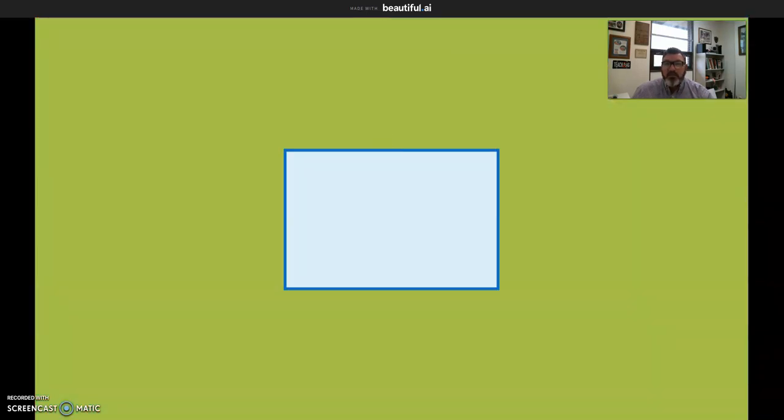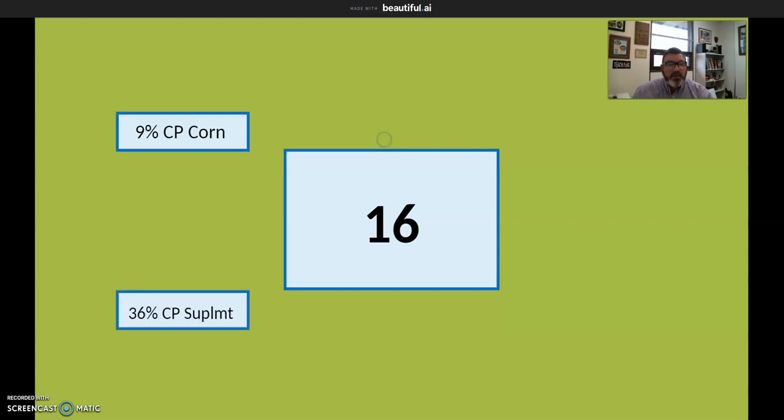This slide is going to be busy. I'm going to try and slowly click through all of the items that are going to come in. So our balance point is 16. The two ingredients that we discussed, 9% crude protein corn, 36% crude protein supplement. These should go at the corners of your Pearson square box.